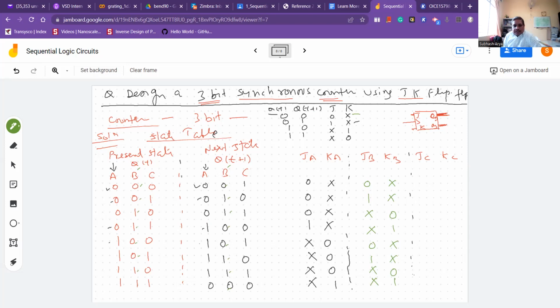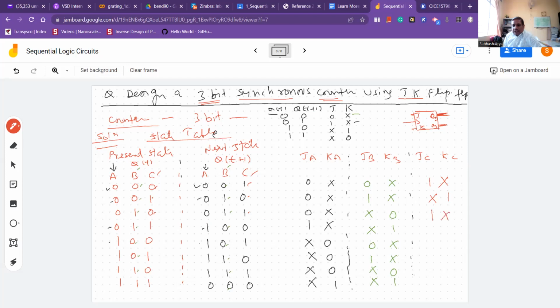So the last one is C. We can change the color. Suppose this is the C, right? And here are QC of t and QC of t plus 1, these two. So 0, 1. For 0, 1, you can see 0, 1 is 1 cross. Then 1, 0. 1, 0 means cross 1. Then again 0, 1. 0, 1 means 1 cross.